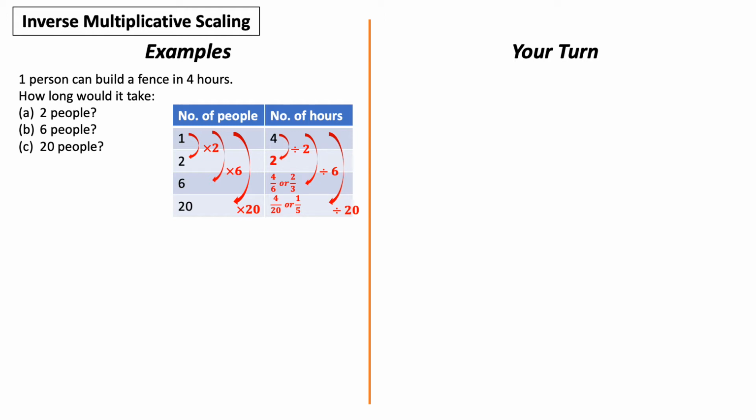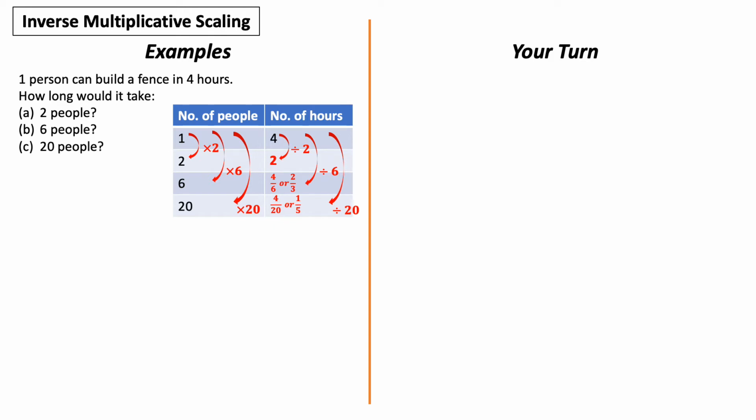Okay, so looking at 6 people then. So 1 to 6, I multiply by 6. Therefore, I need to divide 4 by 6 to get the number of hours it takes 6 people. Now that gives me 4 divided by 6, which is a fraction, but don't be put off. Remember, fractions are just divisions, okay? They're divisions with integers. So 4/6, you can simplify that to 2/3 of an hour if you like.